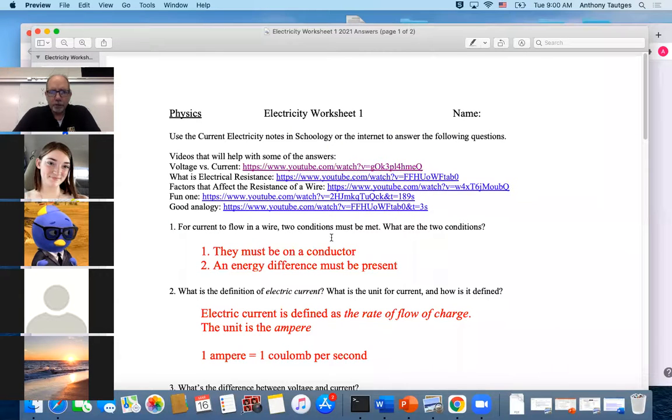Number one, for current to flow on a wire, 2 conditions must be met. What are the 2 conditions? They must be: 1, on a conductor, and 2, an energy difference must be present. Or in my PowerPoint on my notes, I said a potential difference must be present. All right, I want to make an analogy with this with marbles. Okay, so I'm going to stop sharing for a minute.